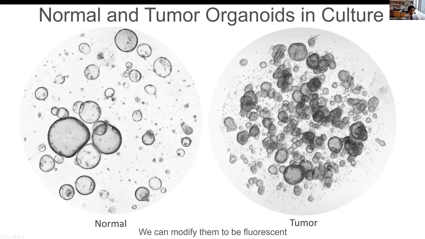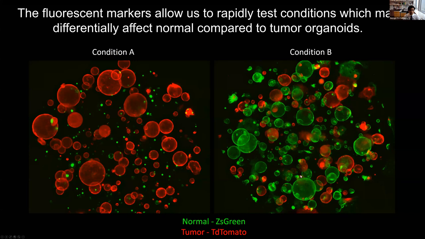One convenient aspect of growing the cells in culture is that we are able to modify them to be fluorescent. Since they're ex vivo and outside the animal, we are able to genetically engineer them, either using CRISPR-Cas9 or Cre technologies. Here's an example of that after we've modified them to be fluorescent. The fluorescent markers allow us to rapidly test conditions which may differentially affect the normal compared to tumor organoids. The normal cells have been engineered to express a green fluorescent protein, so they look green, and the tumor cells have been engineered to express a red fluorescent protein, so you can see them here in red.